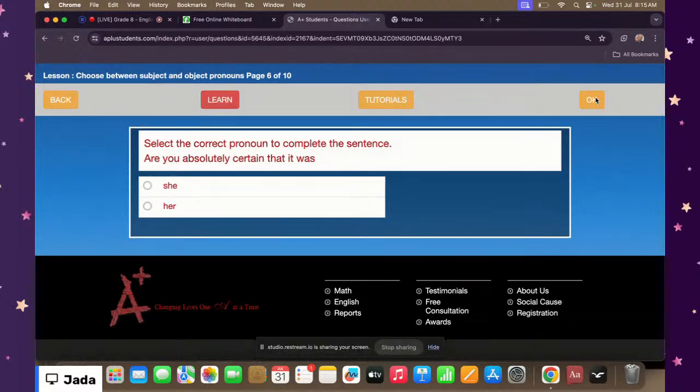Are you absolutely certain that it was she or it was her? So what is the right answer? Are you absolutely certain that it was her or it was she?